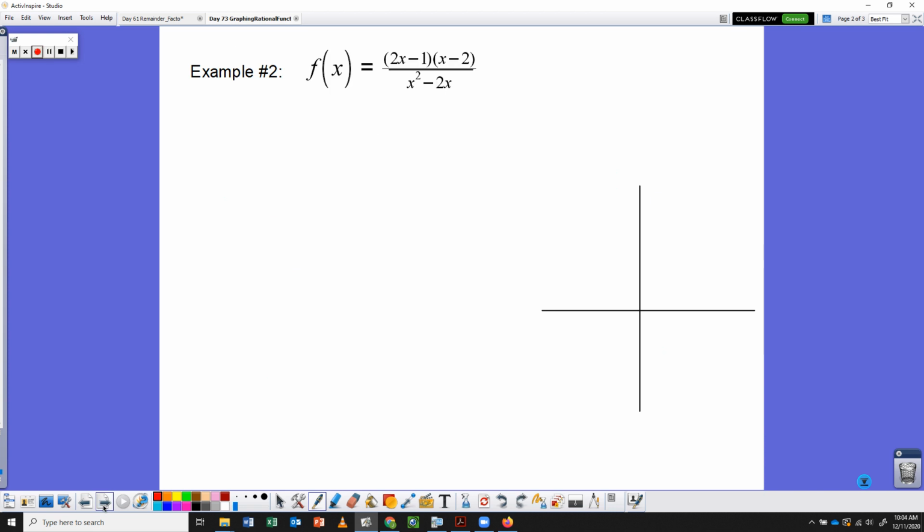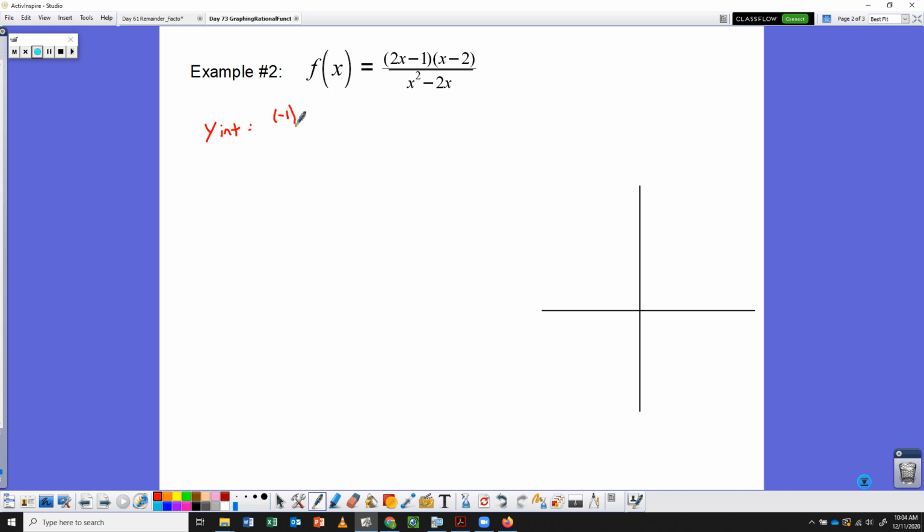All right, let's take a look at example number 2. The numerator for example number 2 has already been factored for us. Eventually, we're probably going to want to factor the denominator, but for right now, let's talk about finding any y-intercepts. So y-intercepts are found by putting a 0 into the formula everywhere for x. So 2 times 0 minus 1 makes negative 1.